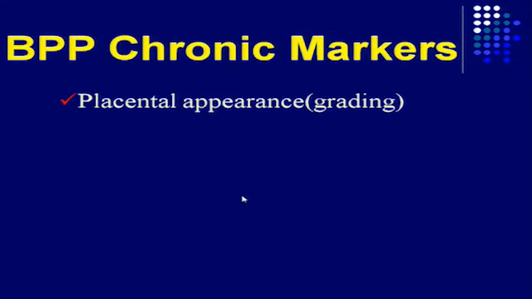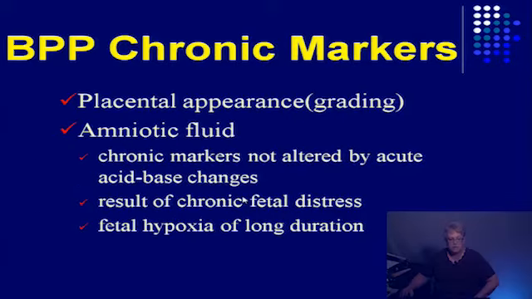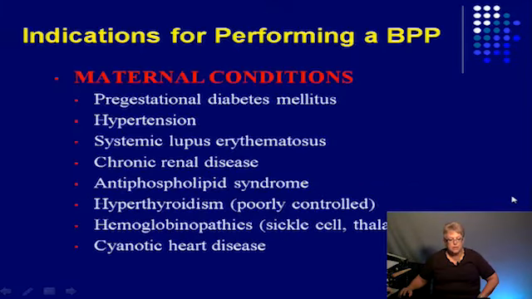So the chronic markers that we look at are the placenta appearance and the amniotic fluid. Chronic markers are not altered by acute acid-base changes. That's a result of chronic fetal distress or fetal hypoxia of long duration.